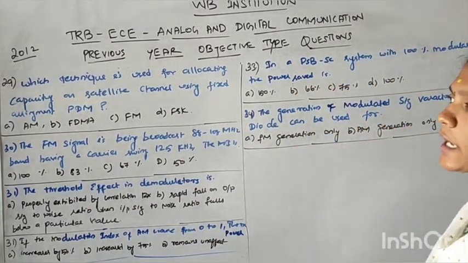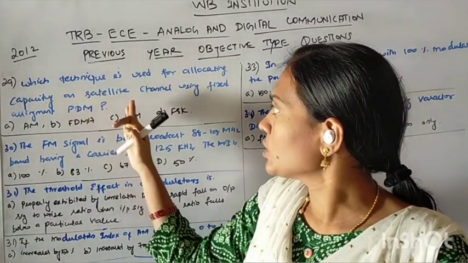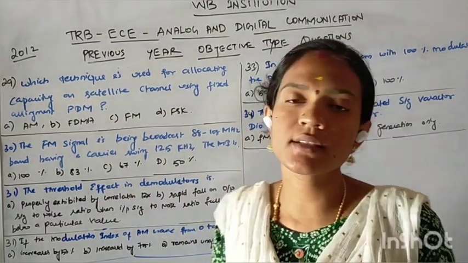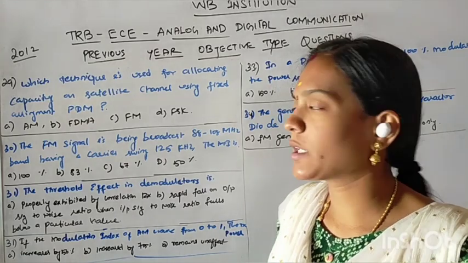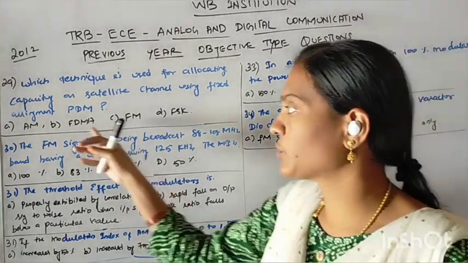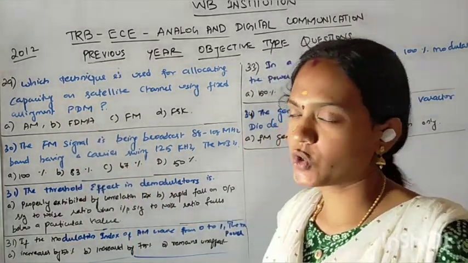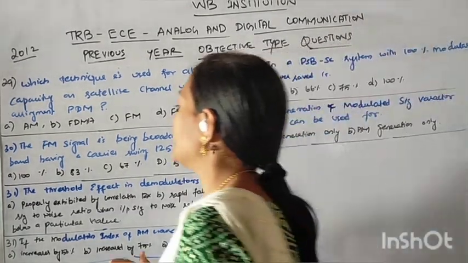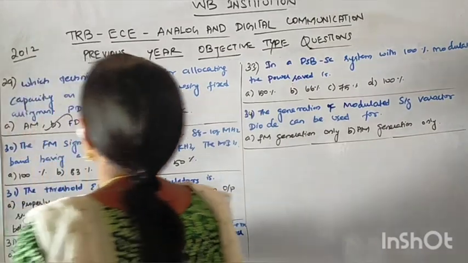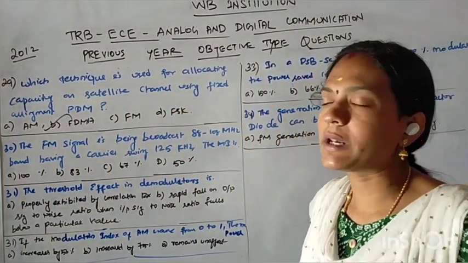Okay. So for channel capacity on a satellite channel using fixed assignment, when we divide the frequency and make a fixed allocation, which technique do we use? The FDMA technique. This is a direct question. So, frequency division multiple access. Option B is the correct answer.